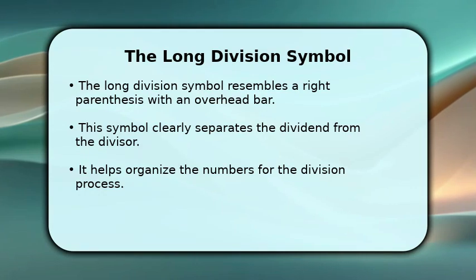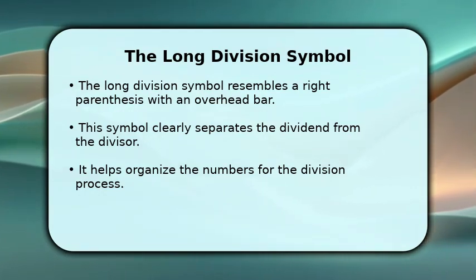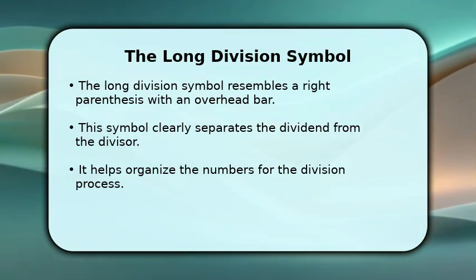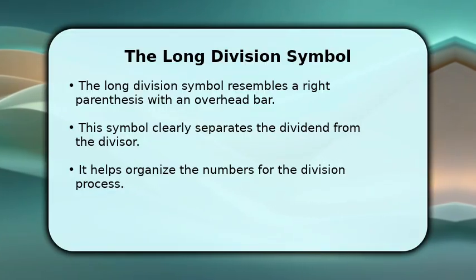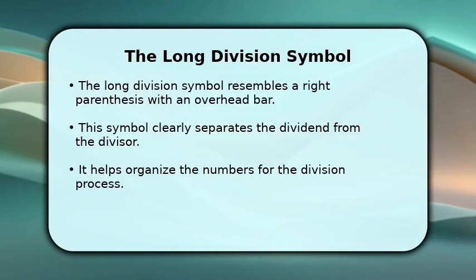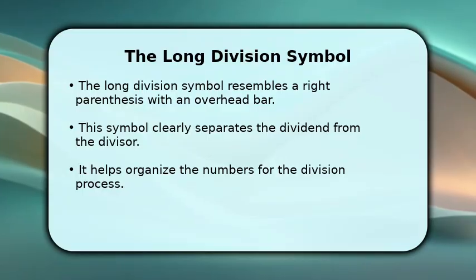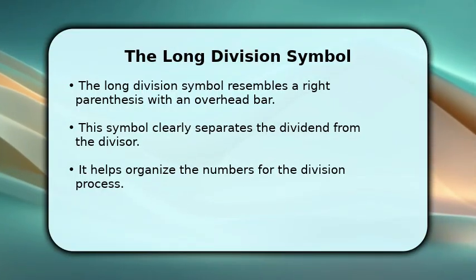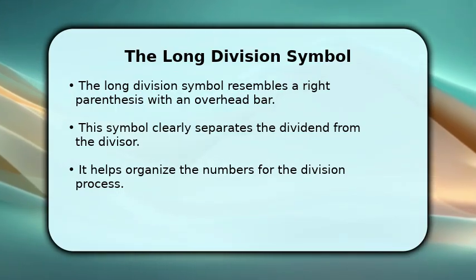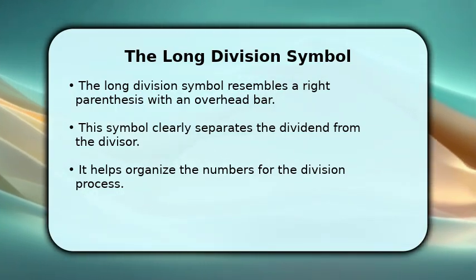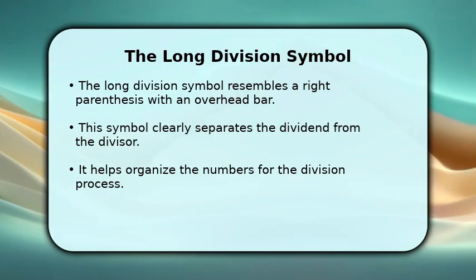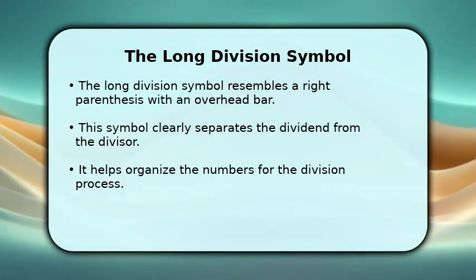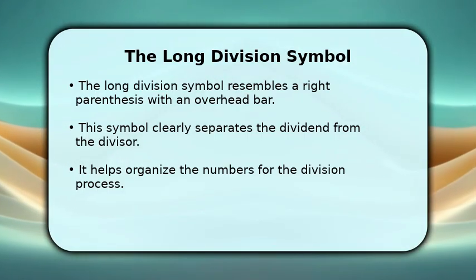The long division symbol is a key visual element. It looks like a right parenthesis with a horizontal bar extending over the top. This unique shape serves to clearly separate your dividend, which goes inside, from your divisor, placed outside. It also provides a designated space above the dividend where you will write your quotient, or the answer to your division problem. This structure is essential for keeping your work organized.